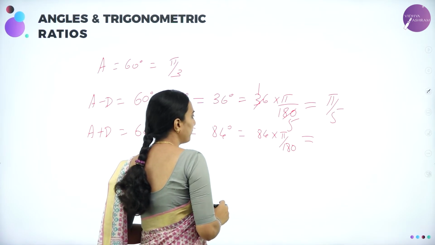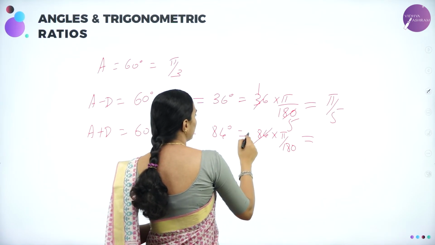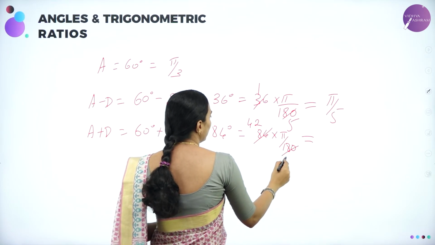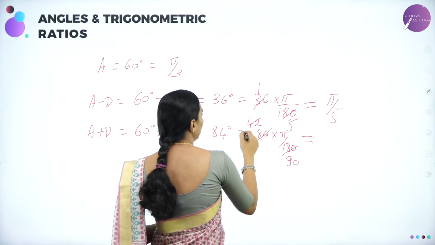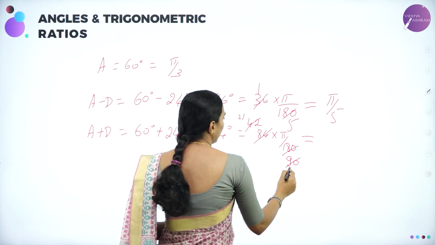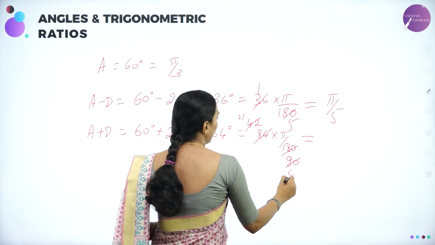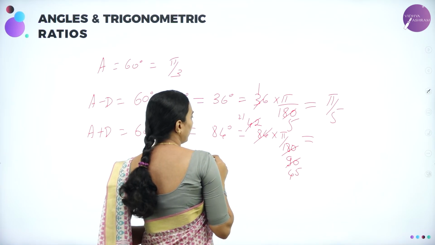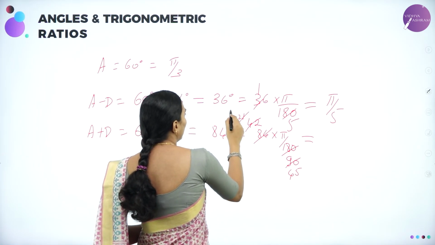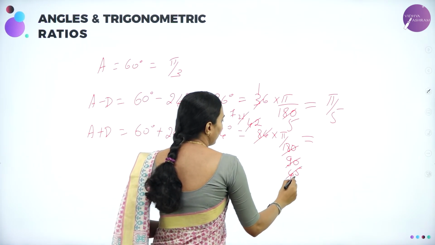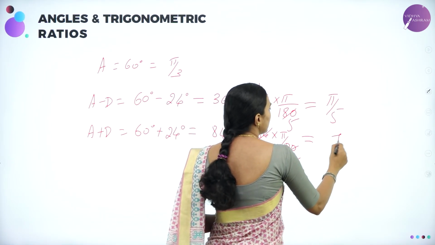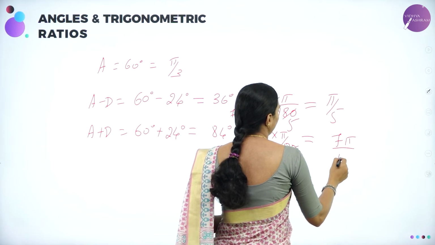you can cancel by what terms? You can cancel by 2. 2 4s are 8, 2 9s are 18, again 2 2s are 4, 2 5s are 10, again by what? You can cancel by 3. 3 7s are 21, 3 1s are 3, you are going to have it as 3 5s are 15. Therefore, the answer is 7 pi by 15.